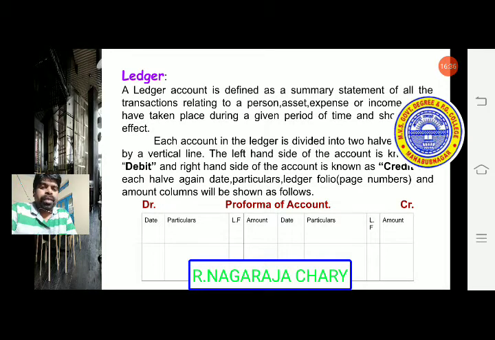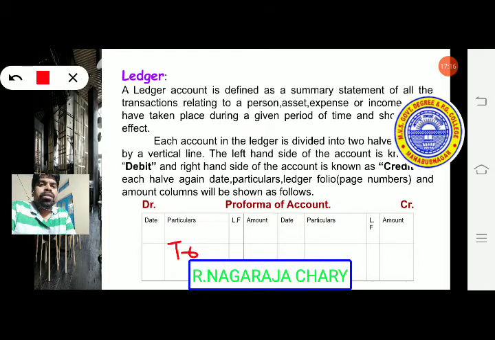One column date, another column particulars, again ledger folio, last one amount. These are the 4 columns on debit side, again 4 columns on credit side. So, when we are writing on debit side, in the date column, the date on which the transaction is done has to be written here.